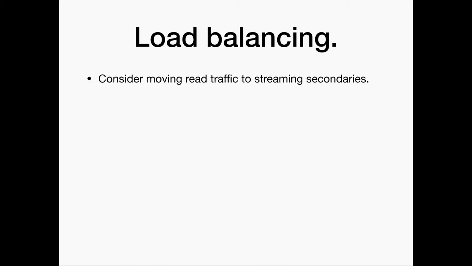So, this is around the stage where you might consider moving read traffic to streaming replicas. Be aware the replication lag is non-zero. So a system that is expecting to do an immediate read after write inside of a single transaction may be in for a nasty surprise.